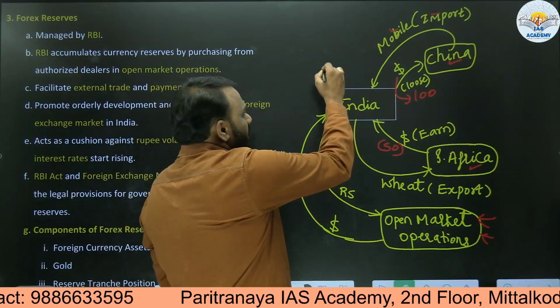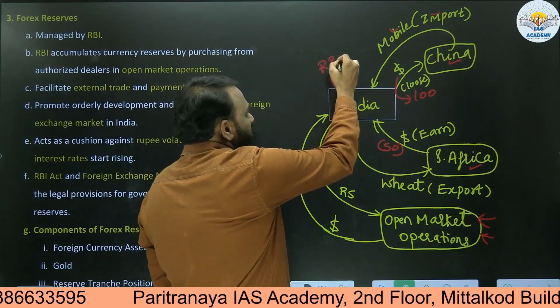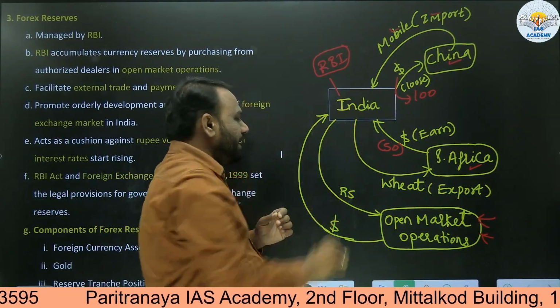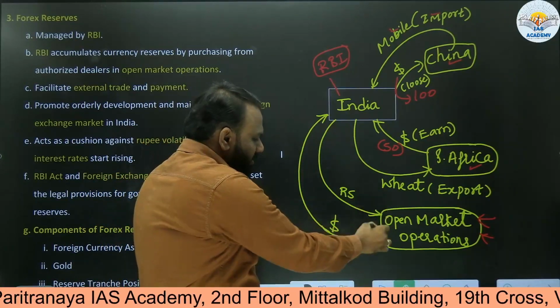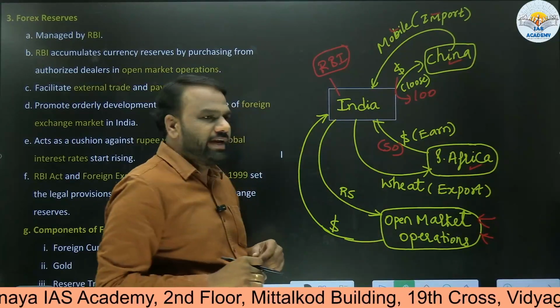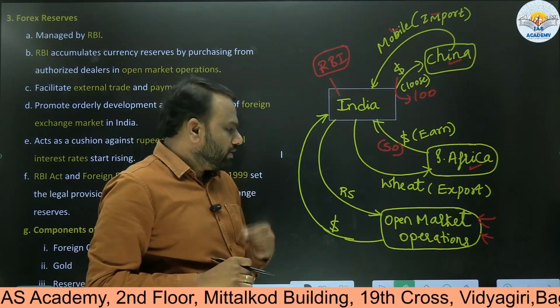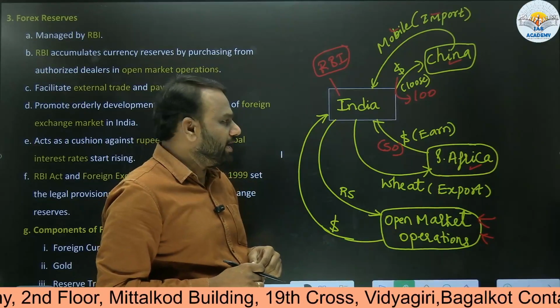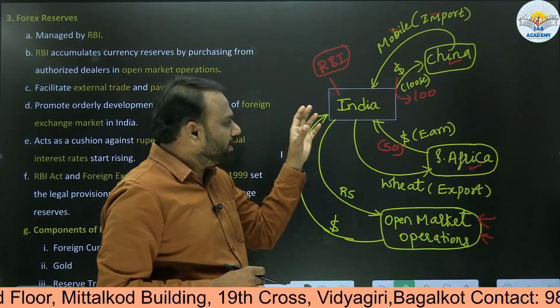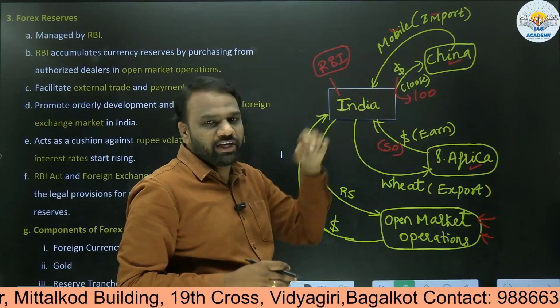India means, on behalf of India, the RBI, Reserve Bank of India. What will it do? It will purchase the dollars. Here it will give rupees and take dollars. So now whatever dollars the RBI has, that dollar can be used to pay China.